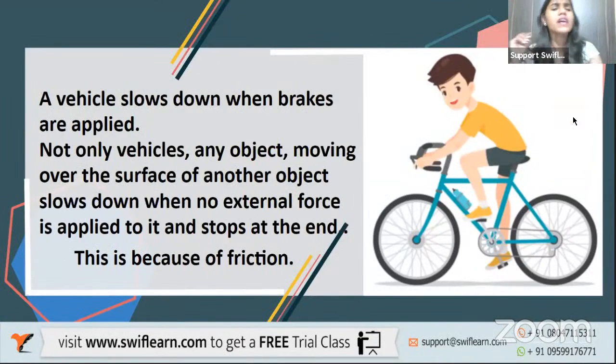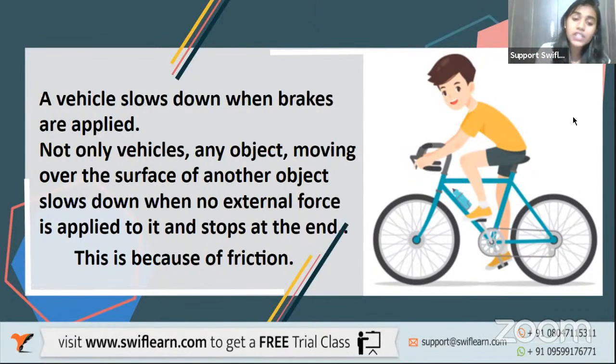Okay, now a vehicle slows down when brakes are applied, right? Not only vehicles, any object moving over the surface of another. For example, consider a vehicle moving on top of a road. The wheels of the vehicle and the road are in contact with each other. So even if you don't apply any brake, after a while, anything that is moving stops on its own, and this is because of friction.